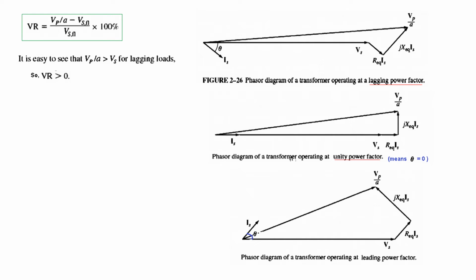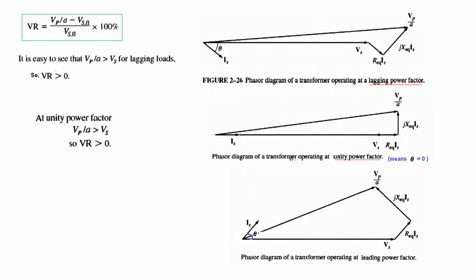Now let's compare the first one. It is easy to see that Vp over A, that is the first term, is greater than Vs for the lagging load. So this one is greater than Vs. From the diagram you can conclude, and therefore we can say, that the voltage regulation VR will be greater than 0.